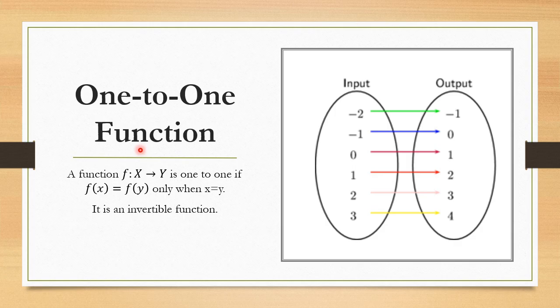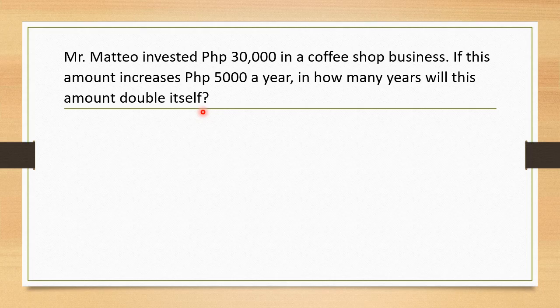Recalling our lesson when I introduced function and relation, this type of function shows a one-to-one correspondence. Ibig sabihin, the value of x has only one y value and vice versa, as what you can see in this given illustration. Let's have this sample problem to illustrate a one-to-one function.